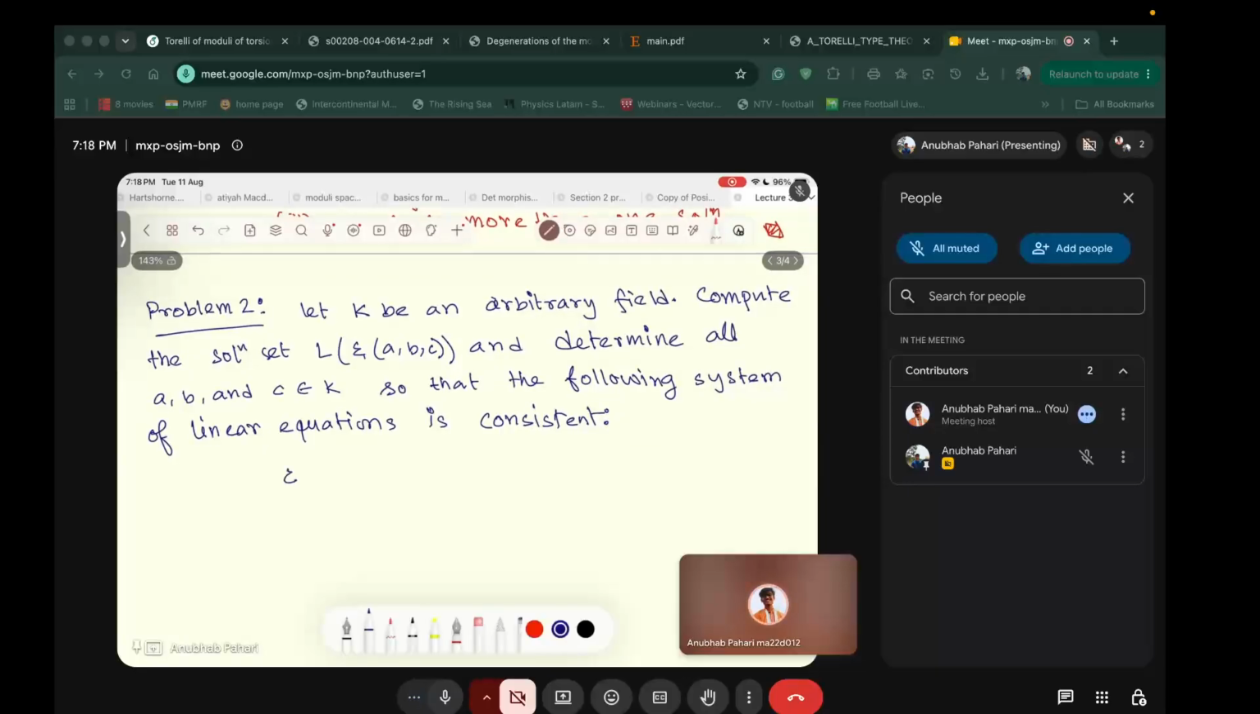Which is epsilon A, B, C: x plus 2y minus 3z equals a, 2x plus 6y minus 11z equals b, and x minus 2y plus 7z equals c. So I suggest you try this for 10 minutes, then we will start discussing this.